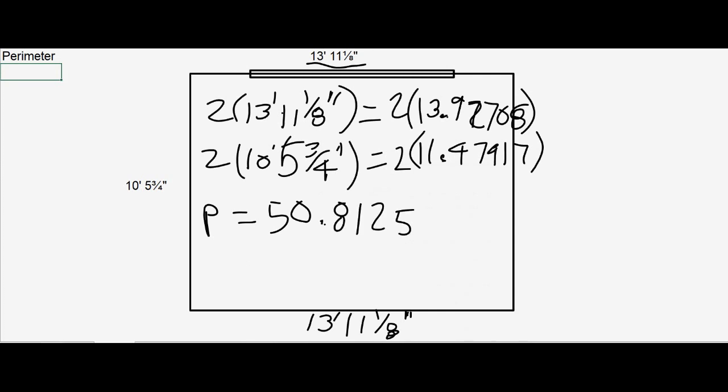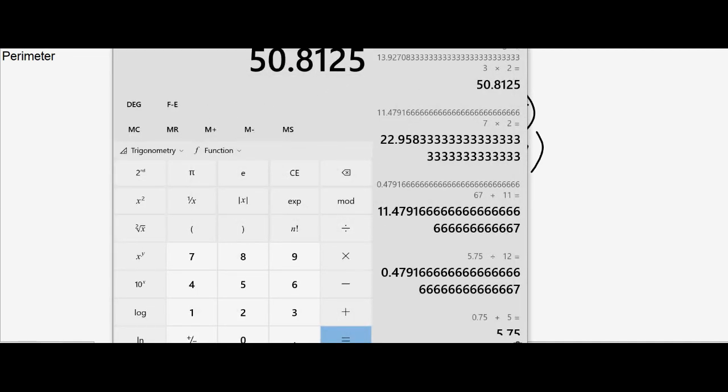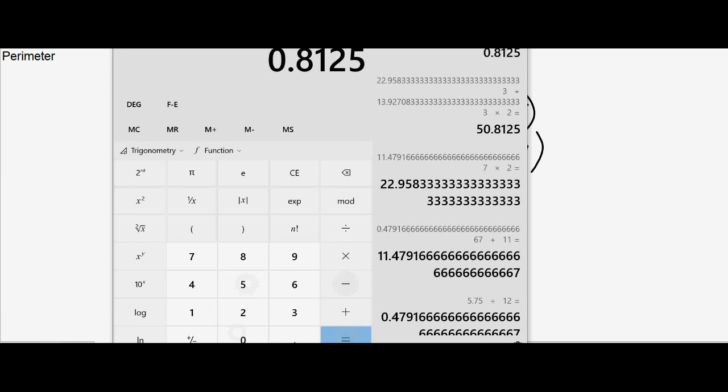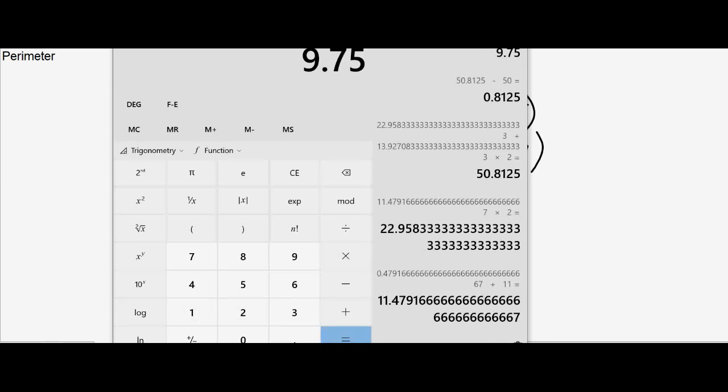50.8125. That doesn't do me a lot of good, though, because I'm going to measure things in fractions of an inch. So I want to change that back to quarters or eighths or whatever. To do that, I'm going to subtract off the 50. So I've written down the 50. So the decimal part of the feet is what I really need to worry about. To change feet to inches, every foot has 12 inches. So I have 12 times 0.8125 of a foot. So I have 9.75 inches.